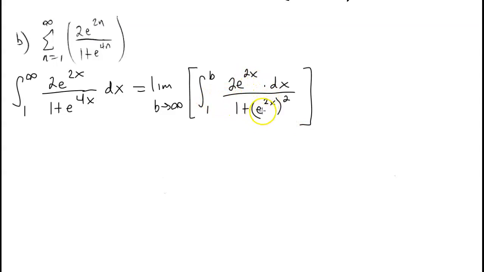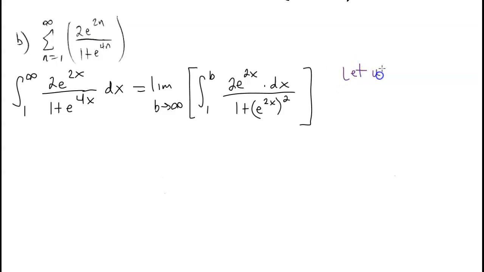And I know that if I have this as e raised to the 2x, the derivative of e raised to the 2x is proportional to itself. And I see that I have that here in the numerator. Okay. So I think it'll work out if I do substitution here.